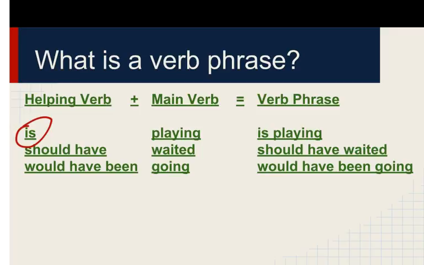Should have is a helping verb. Waited is the main verb. Should have waited is the verb phrase. You can even have three helping verbs. Would, have, been are all helping verbs. Going is the main verb, so would have been going is the verb phrase.